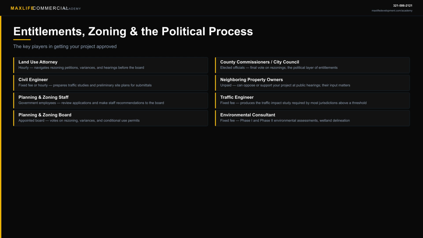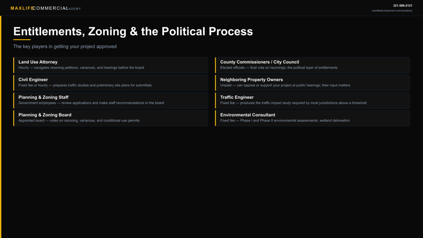This is why the pre-application meeting, a conversation with planning staff before you formally submit, is so valuable. You learn the objections early, you address them in your application, and you come to the public hearing with a much cleaner path to approval.